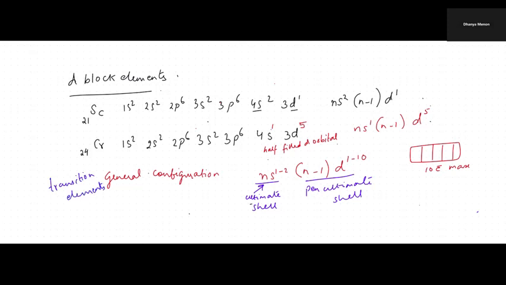And all of them are metals and they behave as catalysts. They are very good catalysts, like nickel and cobalt, and they form colored compounds. Okay, so these are some of the properties of D block elements.